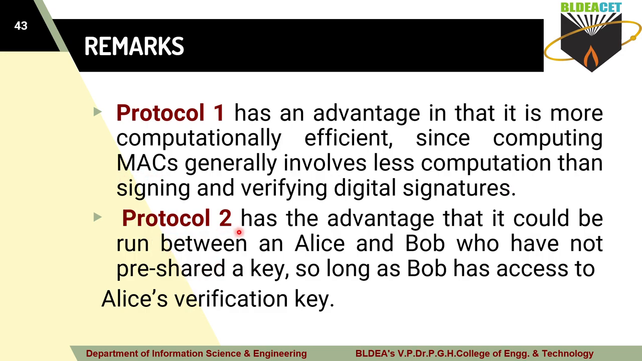And protocol 2 has the advantage that it could be run between Alice and Bob who have not pre-shared a key, so long as Bob has access to Alice's verification key. Whereas in protocol 1, you are sharing the symmetric key between Alice and Bob, in protocol 2 you are not sharing any key. Alice knows the signature generation key and generates the signature with it, and Bob has Alice's verification key and makes the verification with it. So sharing of a key between Alice and Bob is not necessary. That is the advantage of protocol 2.